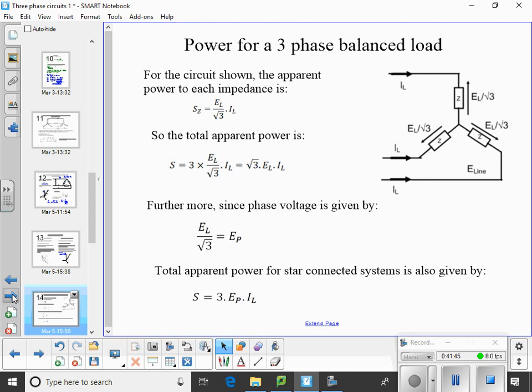So what I'm saying is you can get the apparent power from either the phase voltage or the line voltage divided by root 3. EP times IL will give you the apparent power for one phase, and multiplying it by 3 will give you the total power. Have I got everyone okay with that? Any questions?